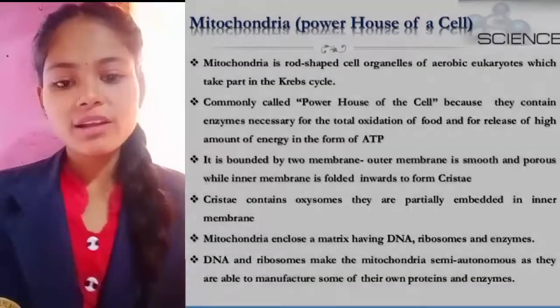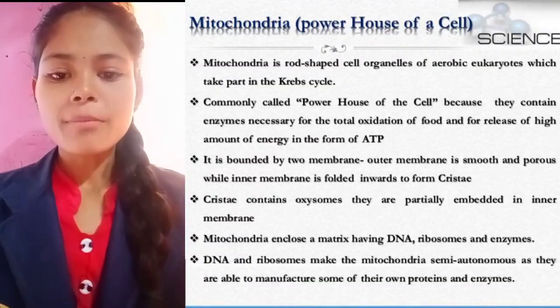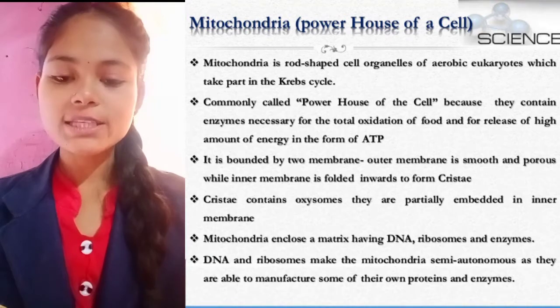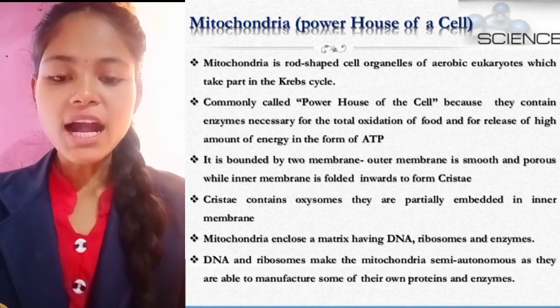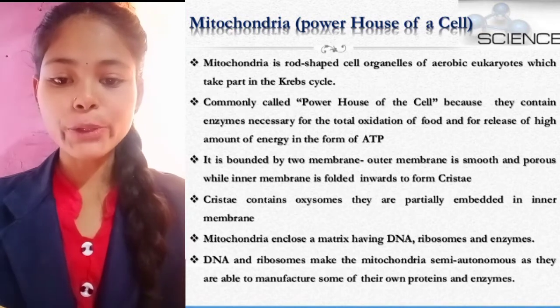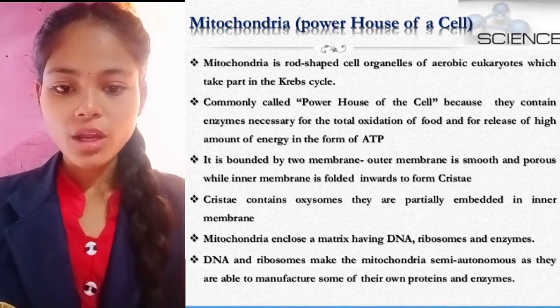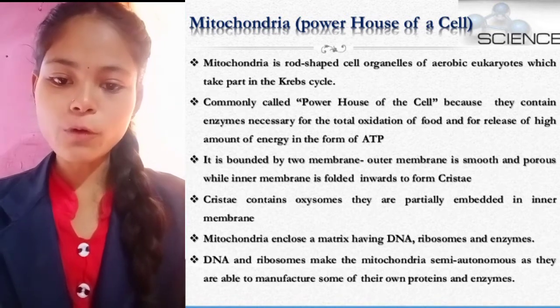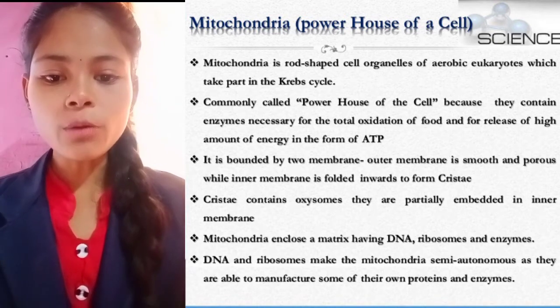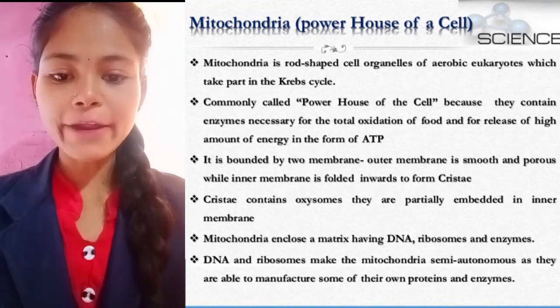Our next organelle is the mitochondria. Mitochondria is also known as the powerhouse of the cell. Now, why is it called the powerhouse of the cell? As it provides the energy required by the cell. The energy required by the cell is provided by the mitochondria in the form of ATP, and the full form of ATP is adenosine triphosphate.